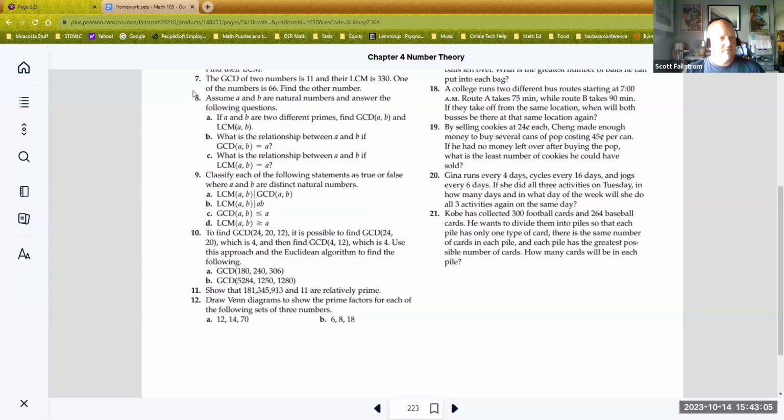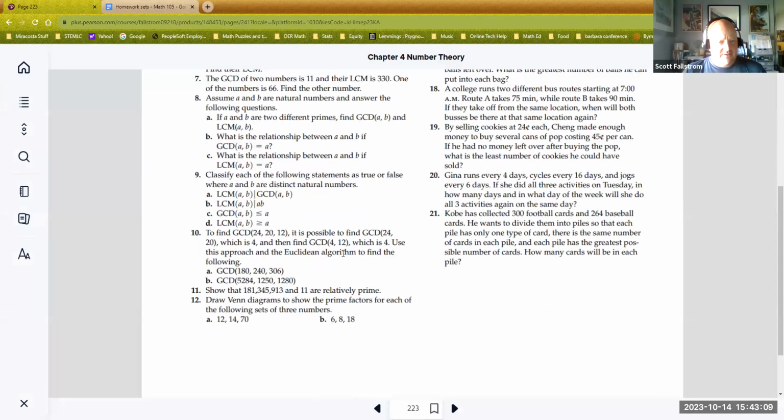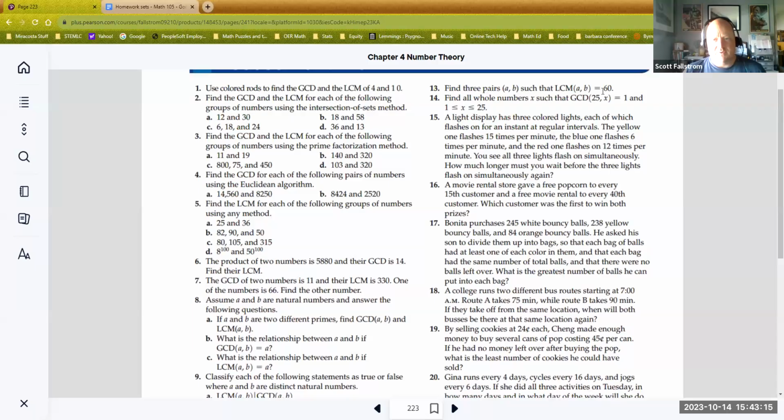Let's see here. What else did I say? 2 through 9, 12 through 16. So yeah, this is a three group. That's fine. 12 through 16, find 3 pairs such that the LCM is 60. Find all whole numbers such that this is true.